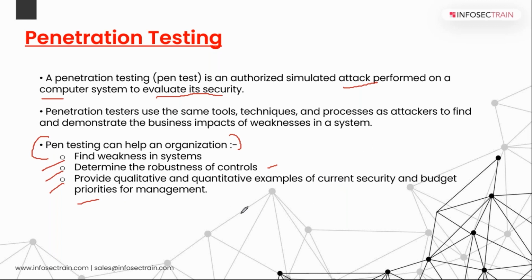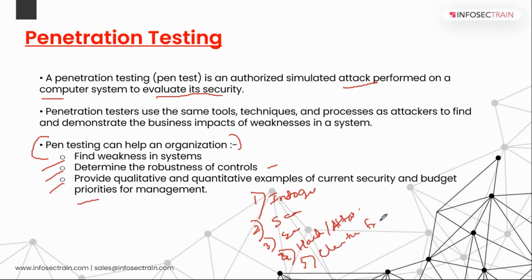Now how does the pen tester work? There are 5 steps. Step number 1, information gathering. Step number 2, scanning, enumeration, attack, and also they maintain persistence inside that machine. Then clearing all the tracks. This is how your pen tester works.